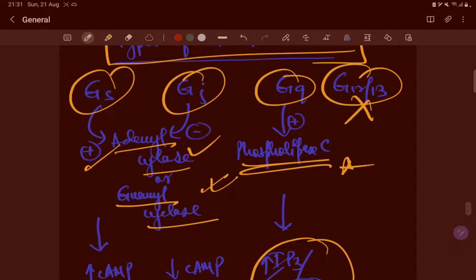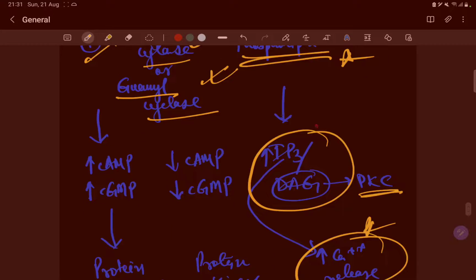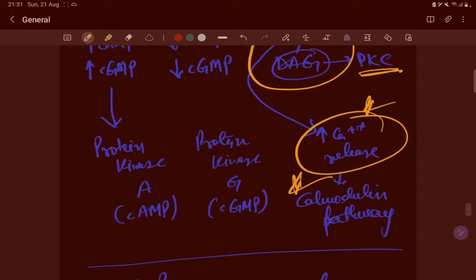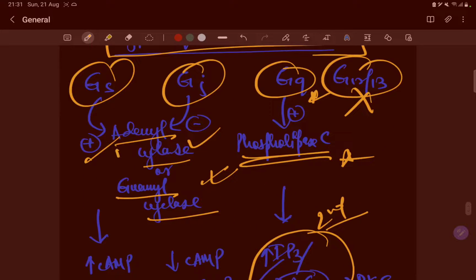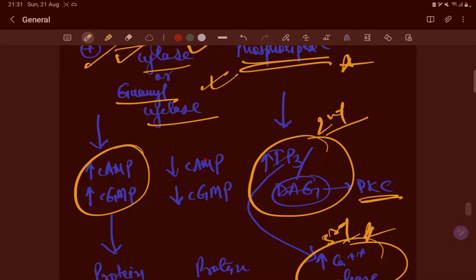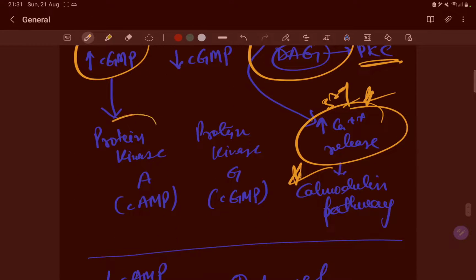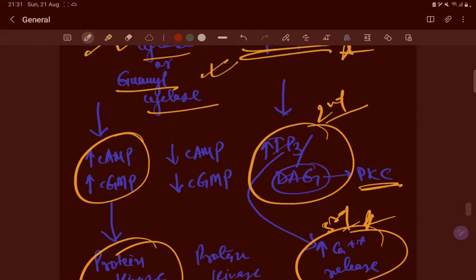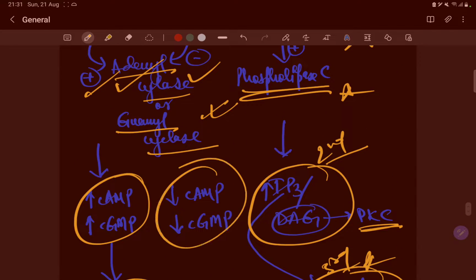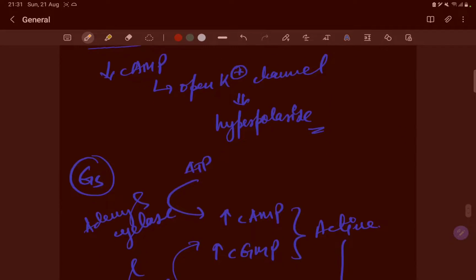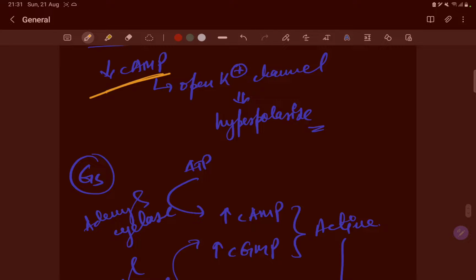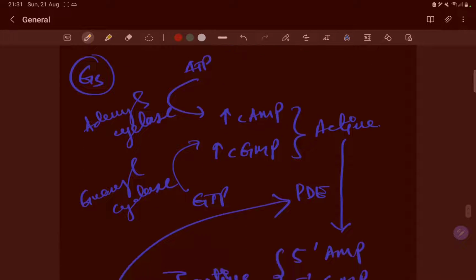All the receptors acting via the GQ will be first, with the secondary messengers IP3 and DAG, and the tertiary messenger calcium. But here GS and GI will act on adenyl cyclase. GS will increase the cyclic AMP or cyclic GMP, and protein kinase A will be formed, right? But in the GI, cyclic AMP and GMP are decreased, and protein kinase G is produced. Okay. Now the decrease in cyclic AMP will cause opening of the potassium channel and cause hyperpolarization.